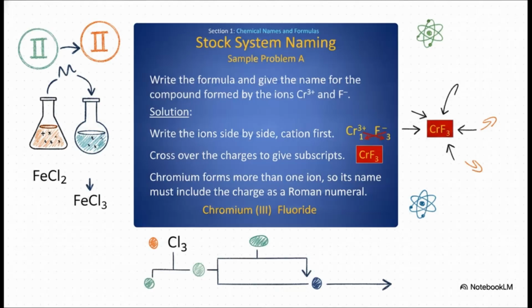To fix this, scientists developed a brilliant solution called the Stock system. To achieve perfect clarity, we literally write the metal's charge as a Roman numeral in parentheses right in the middle of its name. If we have FeCl2, the iron has a +2 charge, so we name it iron (II) chloride. If we have FeCl3, it becomes iron (III) chloride. In our sample problem, chromium with a +3 charge bonding with fluorine gives us chromium, parentheses, Roman numeral 3, close parentheses, fluoride. So always check your transition metal charges before writing the final name.